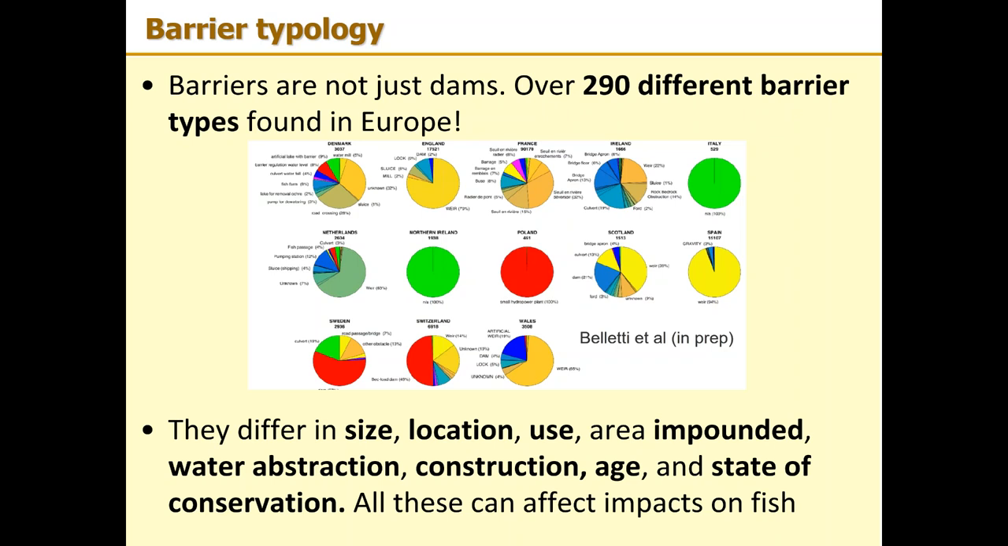They differ in size, location, and use. They differ in the area impounded upstream, in the extent to which they abstract water, in the materials used to build them, in when they were built, and in their state of conservation. And all these things are going to impact fish differently. So I'm just going to flip through quickly.